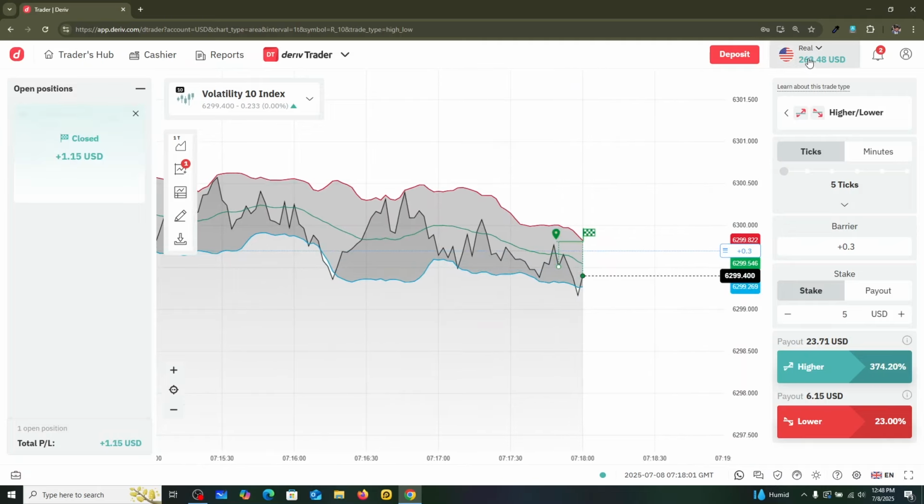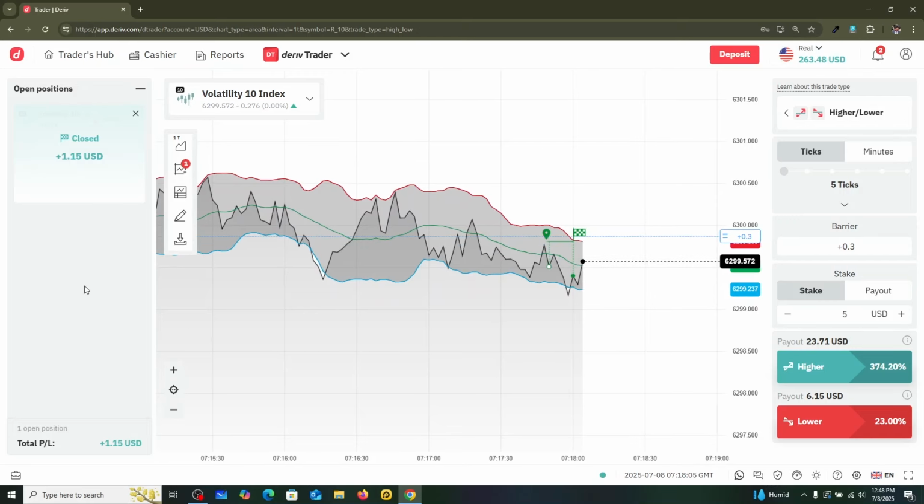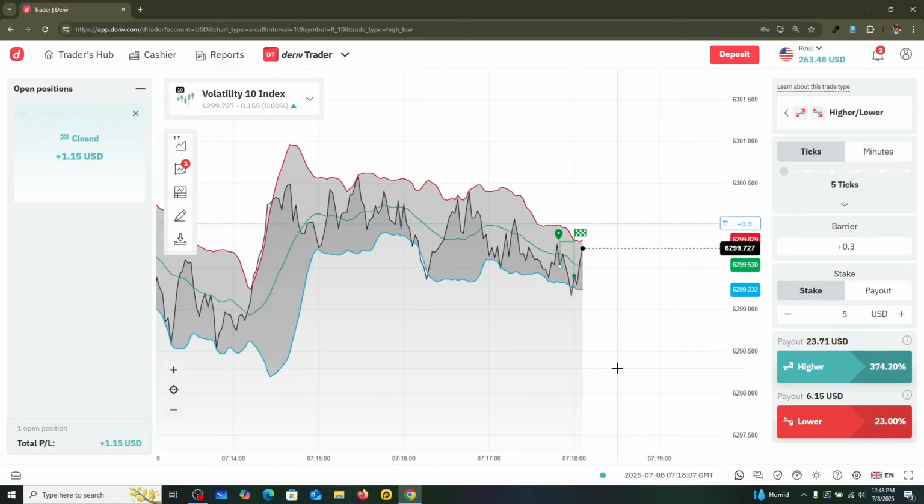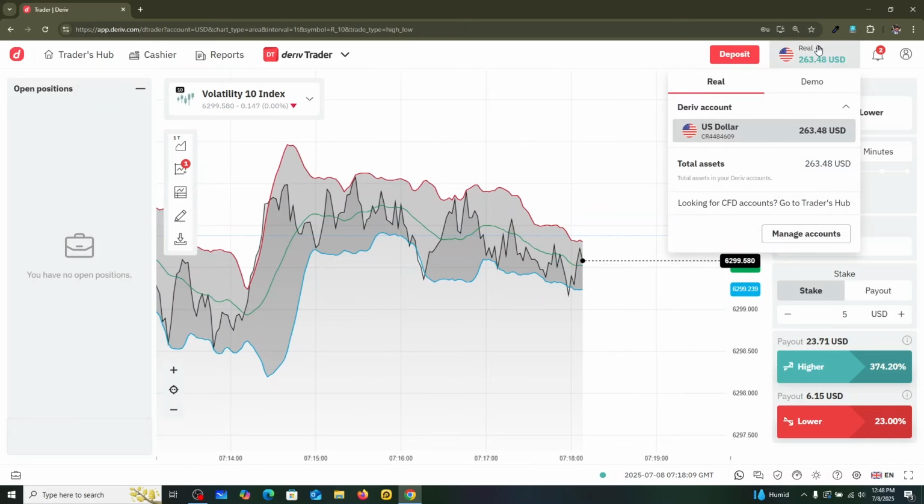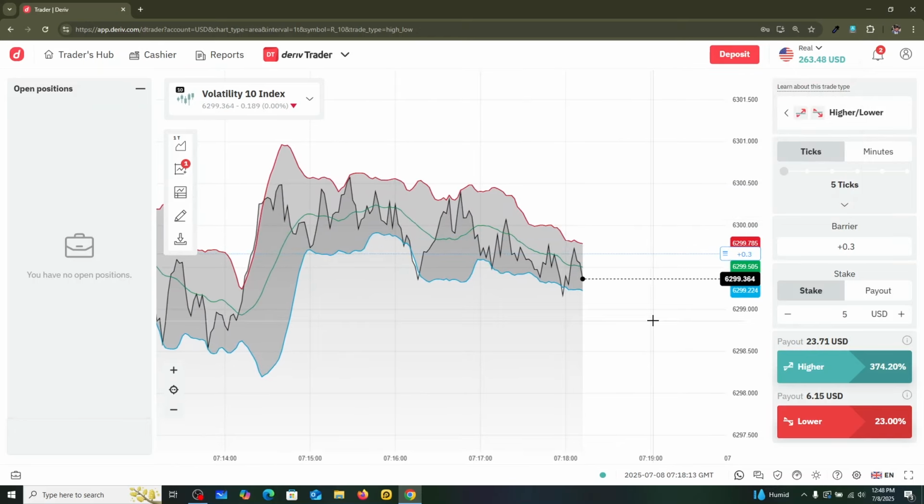Now you can see my balance is 263. We have made $3 with this method. So this is real money. As you can see, you have to practice this before you trade in your real account.